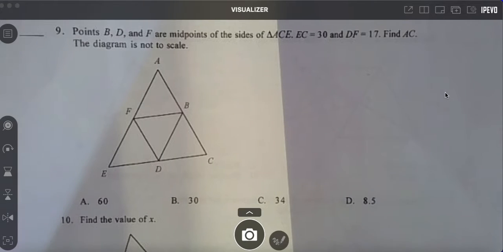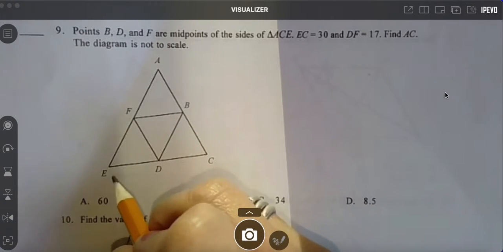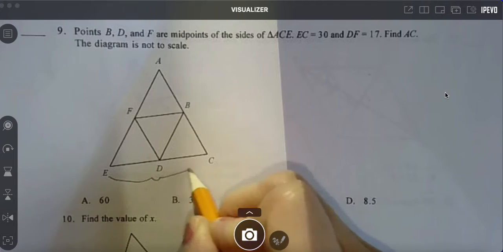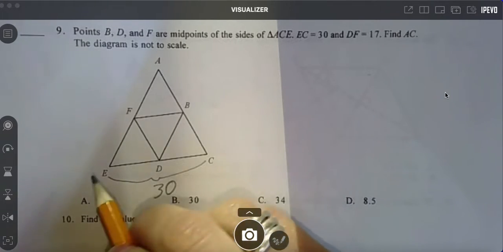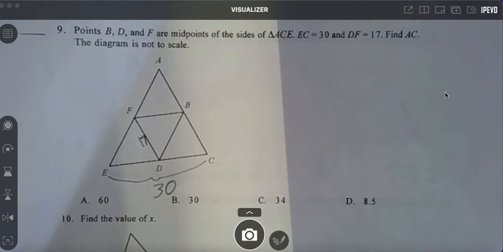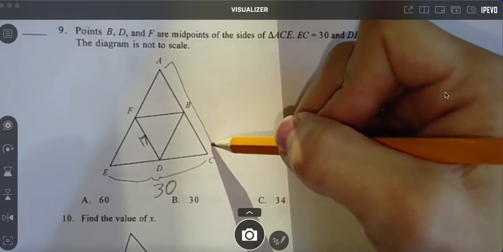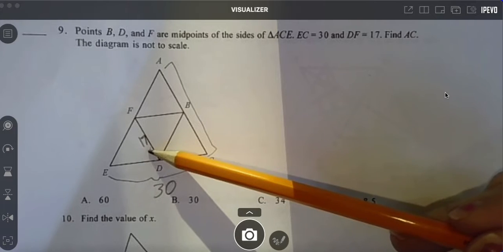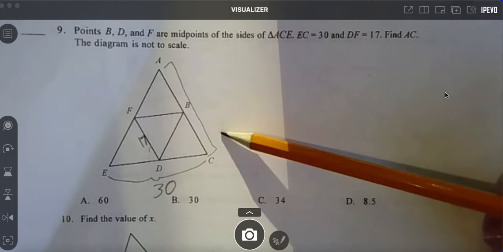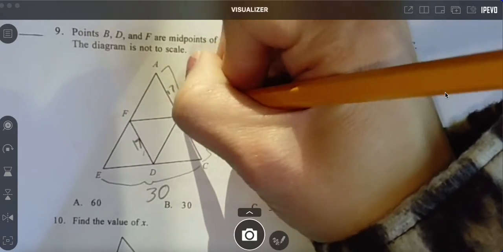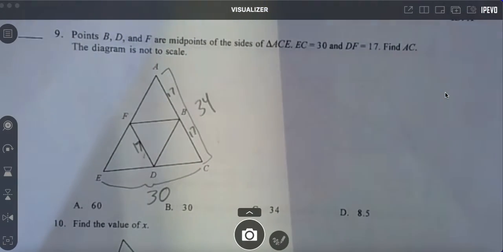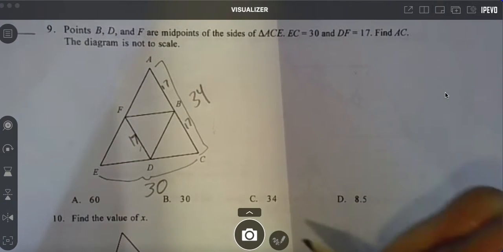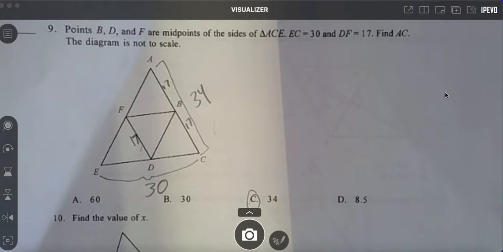Points B, D, and F are midpoints. That means they are in the middle. We know that EC is 30, so I would write that down. This whole thing is 30. I know that DF is 17. I'm going to put 17. They want us to find AC. I don't need to know EC. That is actually extra information. If this is 17, what's this whole thing? 34. You just double it. You just think that's 17 and that piece is 17. It adds up to 34. Okay? So it's C. We're good with that?